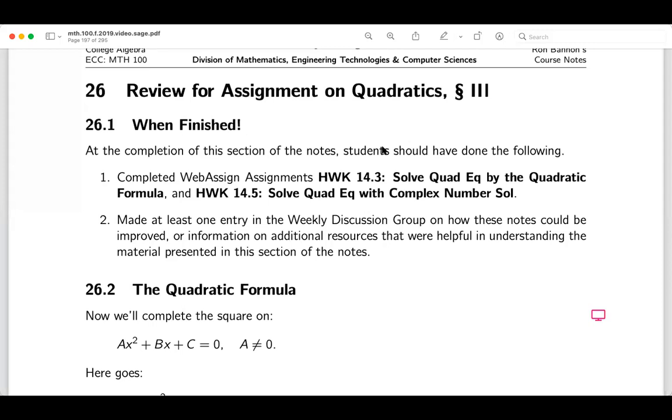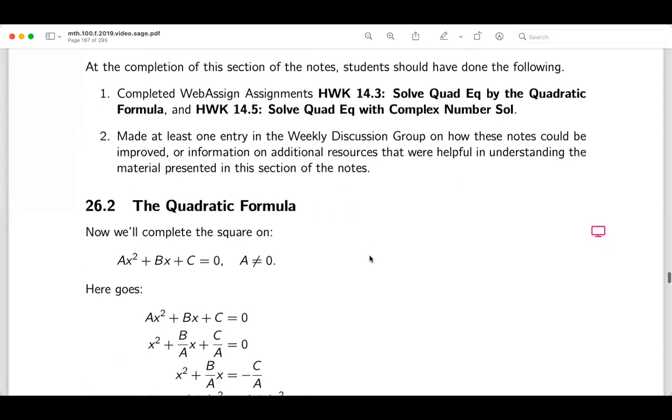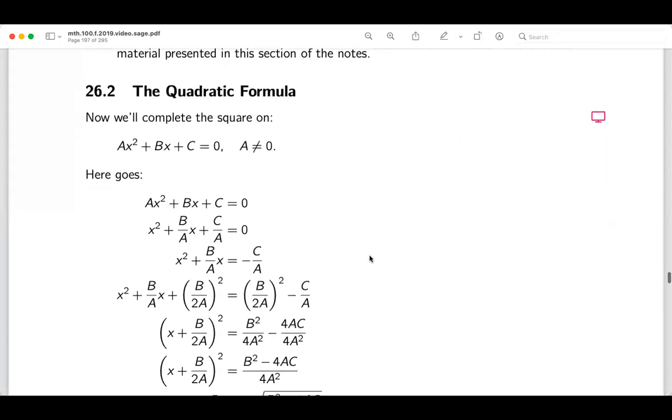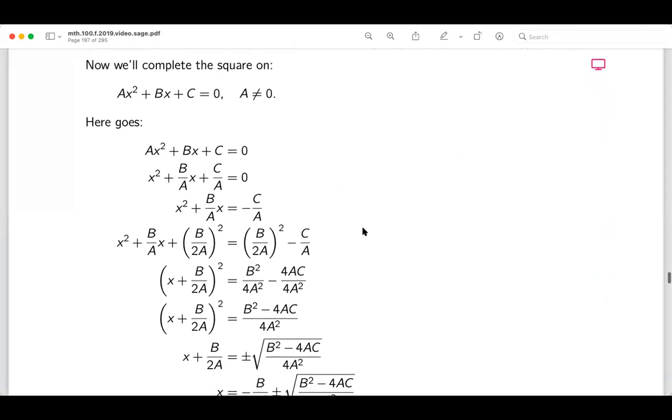Okay, we're in section 26 of the notes. This is the section where we actually use the quadratic formula. We derive the quadratic formula using the technique of completing the square. Although it's difficult for some people to follow, it would be a good idea to study this information that we present to you in the notes. And we developed the formula by completing the square.